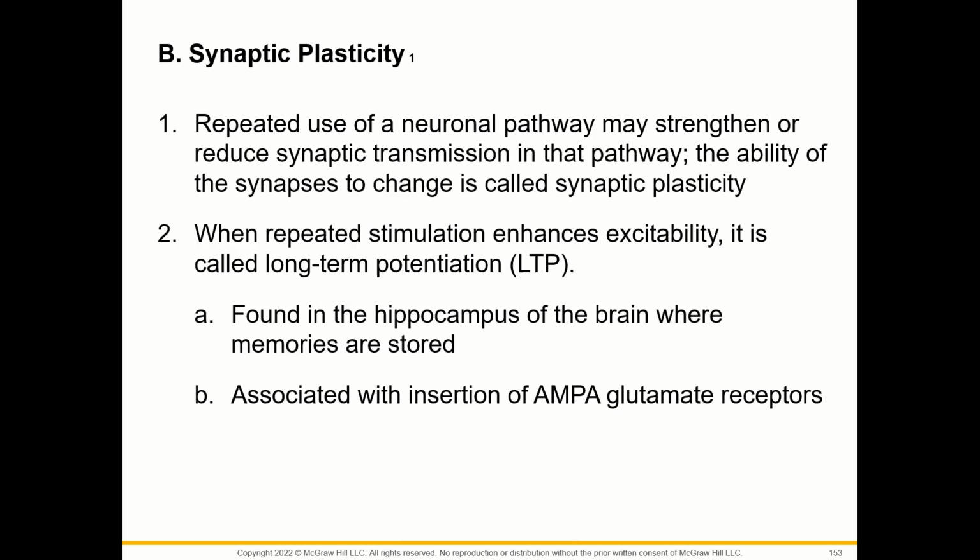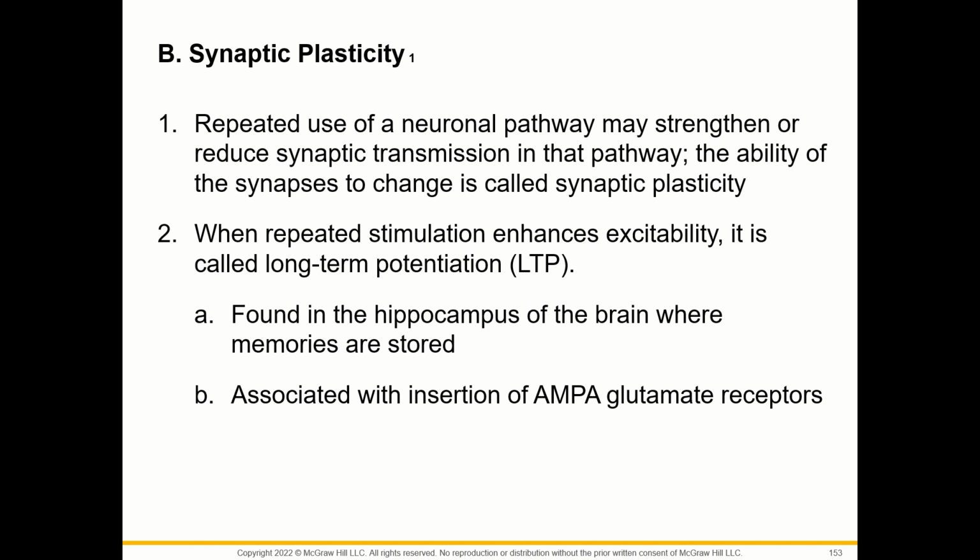All right, so now let's look at synaptic plasticity and be done with it. I know you're tired of hearing about all this stuff. This is the hardest chapter in this unit, so that's why I recorded this one first. So repeated use of a neuronal pathway may strengthen or reduce synaptic transmission in that pathway. The ability of the synapses to change is called synaptic plasticity. And this is an important concept because this is how a lot of learning is going to occur, with plasticity and habit formation and breaking habits.